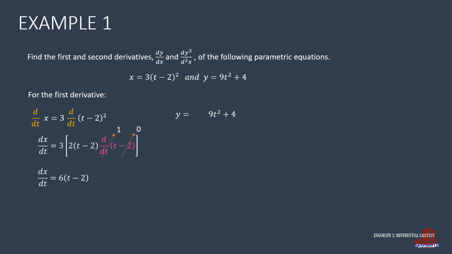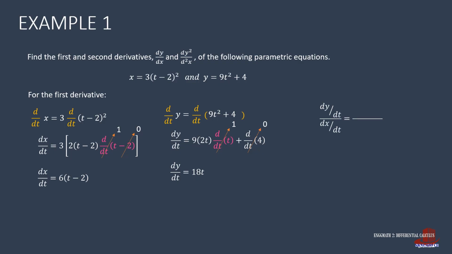For the y function of 9t squared plus 4, take the derivative with respect to t, thus having the constant 9 times 2t, then attach the derivative of t with respect to t through the chain rule. The second term is the derivative of 4 with respect to t. dt over dt can be reduced to 1, and the derivative of a constant is 0, so dy over dt is 18t.